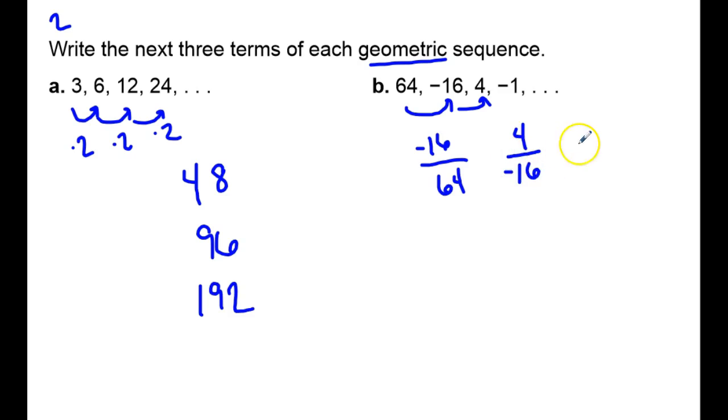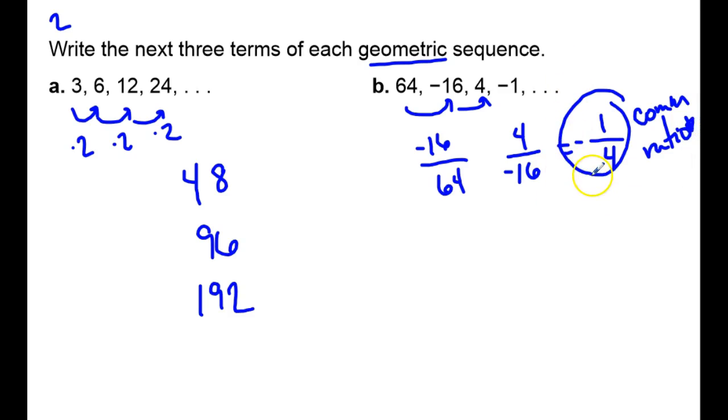Well, this is something I can simplify, right? 4 goes into the numerator once, and 4 goes into the denominator 4 times. And this is negative. So this number right here is my common ratio. Right? This is the thing that's in between that I multiply by.